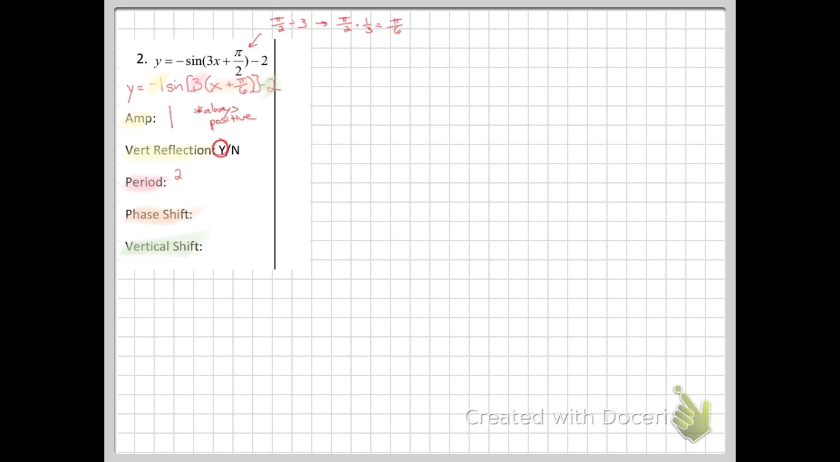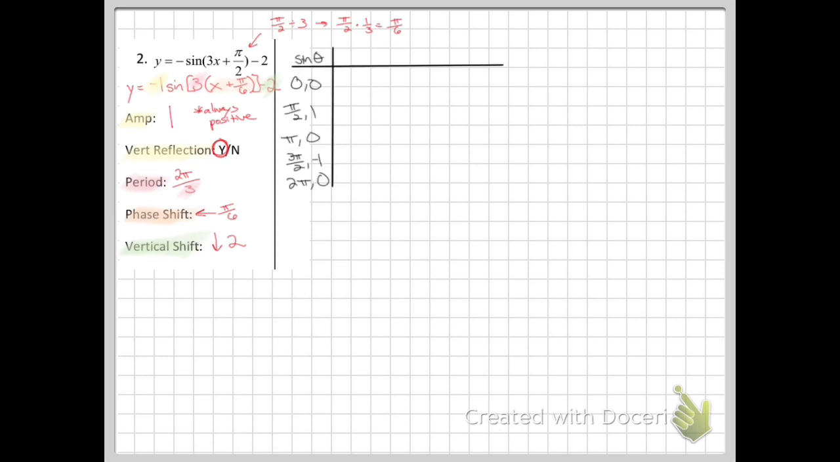Period, 2 pi divided by the b value, which ends up being 2 pi over 3. Phase shift, it says x plus pi over 6, so that's actually going to move it left pi over 6. And then vertical shift, it says -2, that's going to move it down 2. So see if you can set up your table with all the points of sine. There's 5 points that we use to get a good sketch of sine. See if you can write those down in the table.